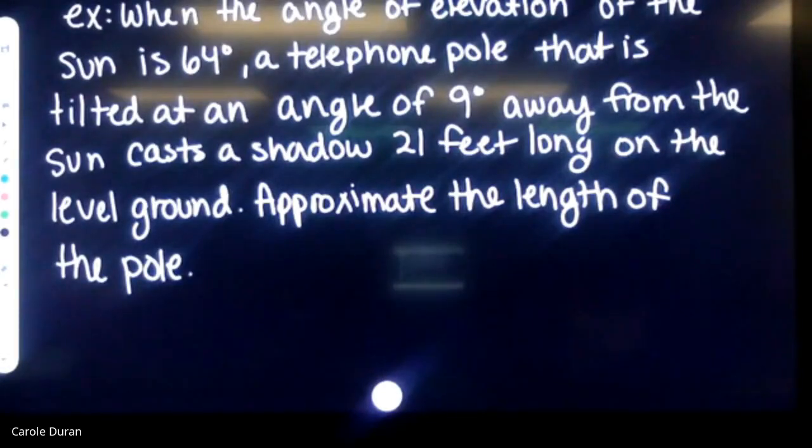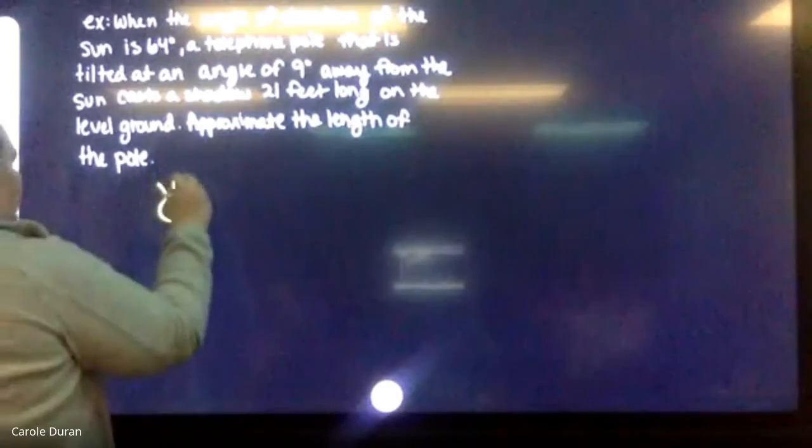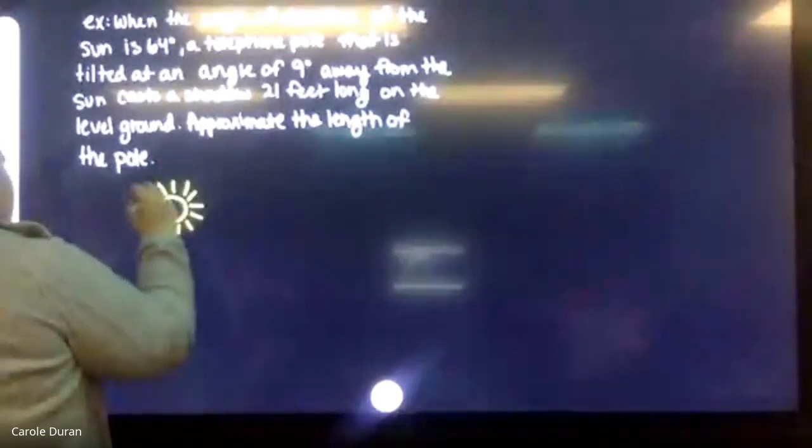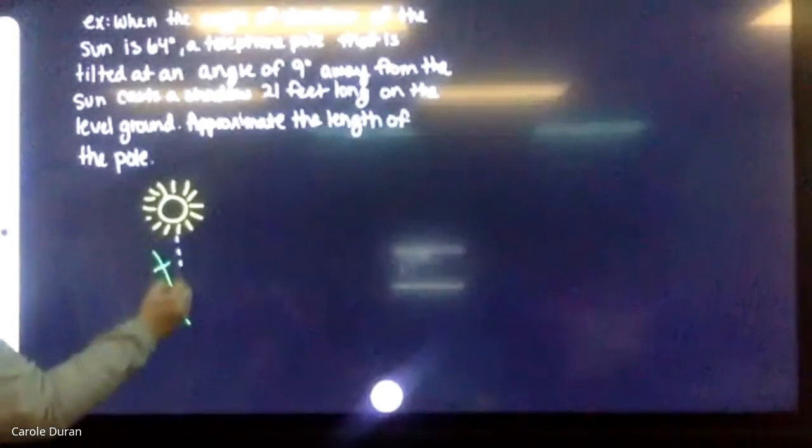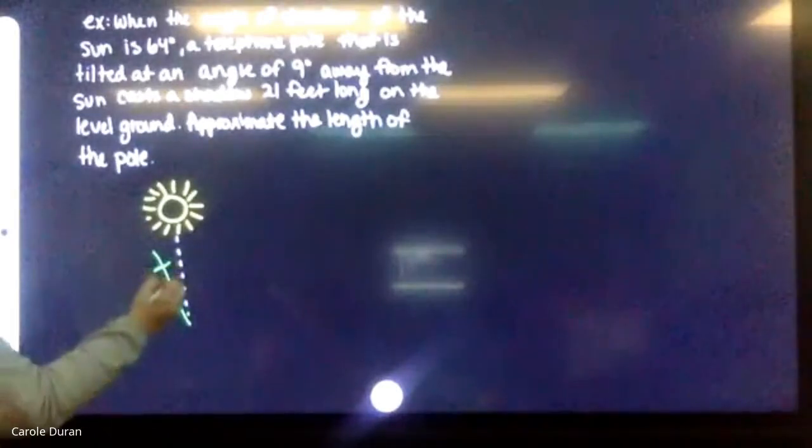So when we're presented with a problem like this, what is the first thing that we need to do? Draw a picture. That usually gives us more information than just the story problem itself does. So on this picture, I'm going to start with the sun because that's the first thing that it told me. So I have a sun. I also have a pole, correct? And this pole, it tells me, is tilted 9 degrees away from the sun. So if the sun were going straight down, there's a 9-degree tilt left of the pole.